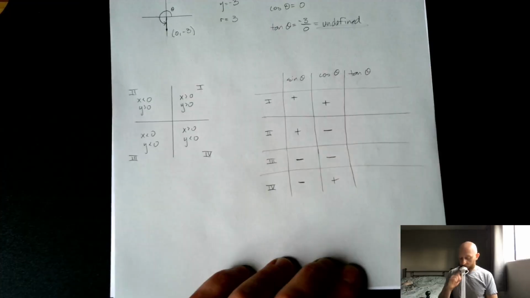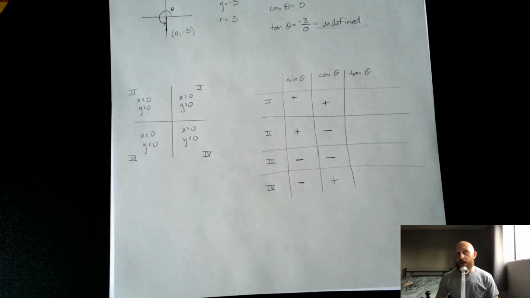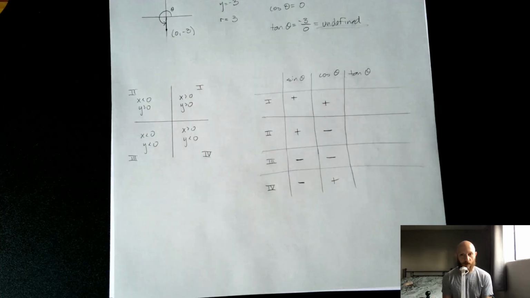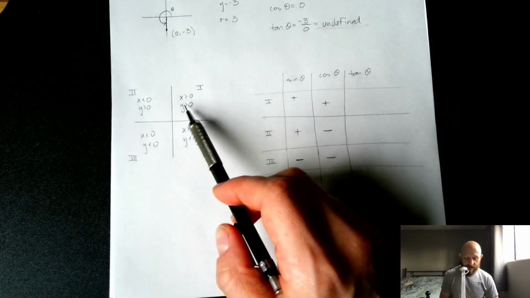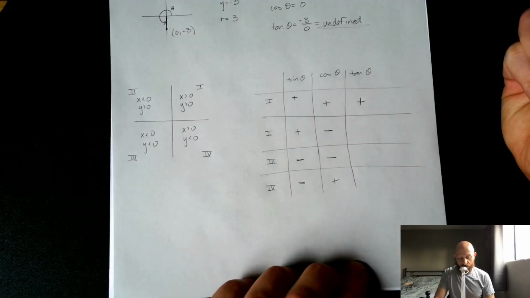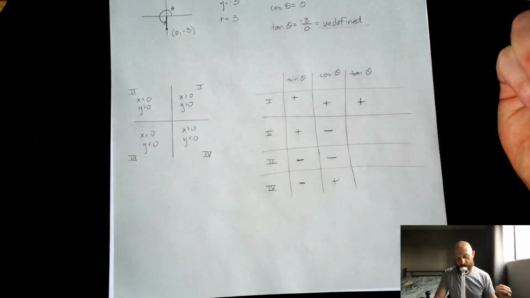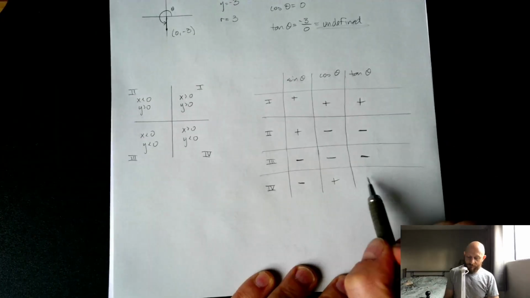Tangent theta is the interesting case, because it depends on both y and x. It no longer has the implicit positive denominator. Now the denominator can be negative, because remember, tangent is y over x. At least in quadrant 1, nice and easy, positive over positive, tangent is still positive. In quadrant 2, we have positive over negative, so it's negative. In quadrant 3, negative over negative becomes positive. And in quadrant 4, negative over positive is negative.